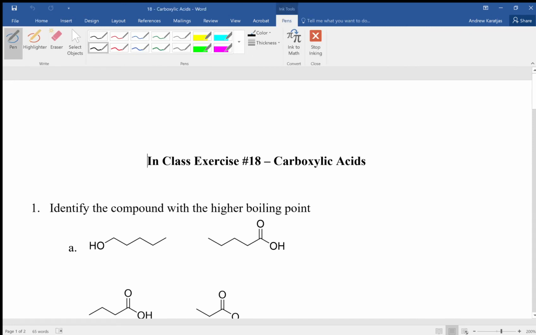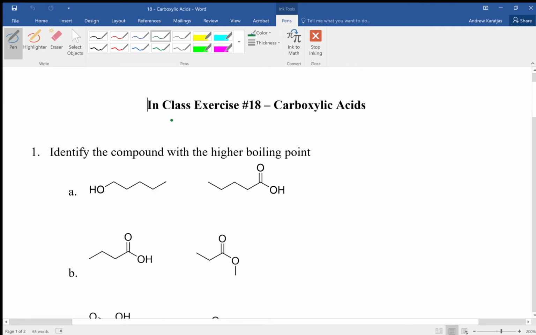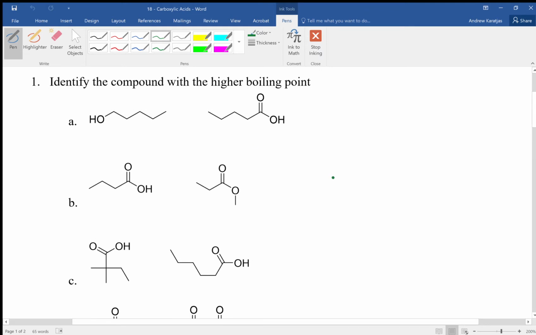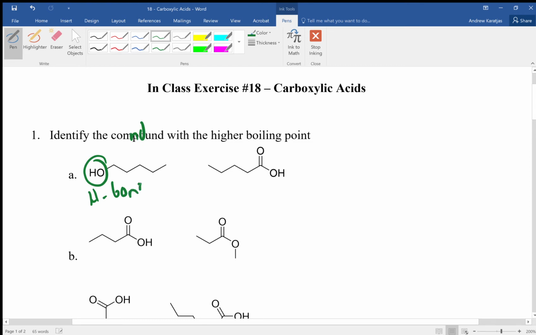So here we're going to go over these problems that relate to properties related to carboxylic acids. In this first question, we're trying to identify ones with higher boiling points. Our first one compares an alcohol, which we know has hydrogen bonding for the OH group, with the carboxylic acid, which not only has hydrogen bonding in the OH group, but also has a second dipole-dipole interaction from the carbonyl. And so because of that, the carboxylic acid is going to have a stronger attraction and therefore a higher boiling point.